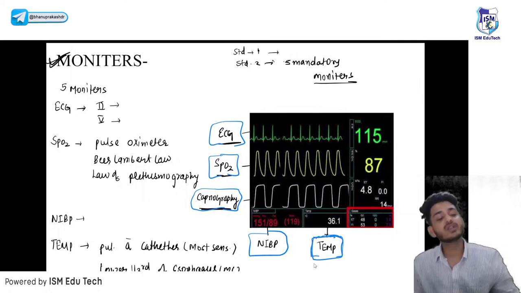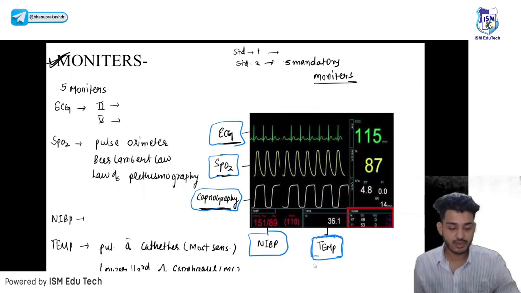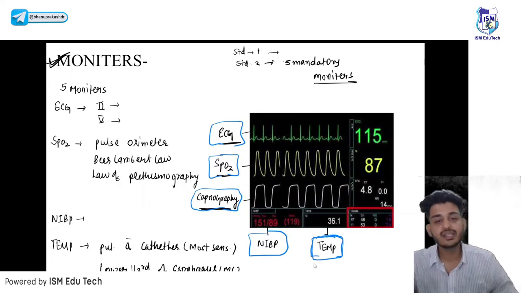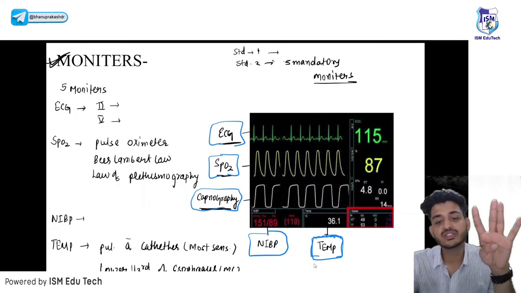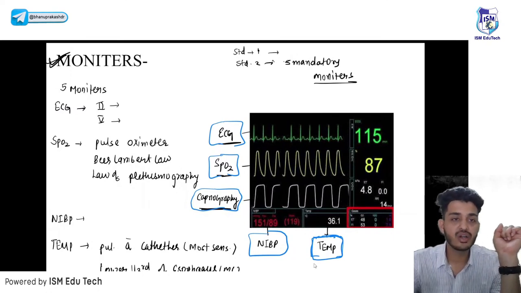Repeat after me. First one is your ECG. Second one is your SpO2. Third one is your capnography. Fourth one is your NIBP. And the last one is your temperature probe.